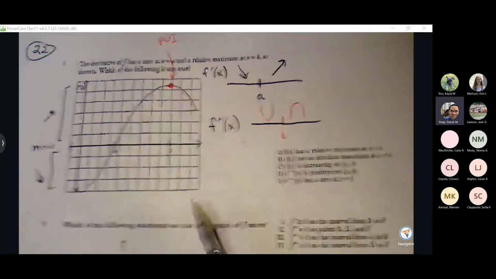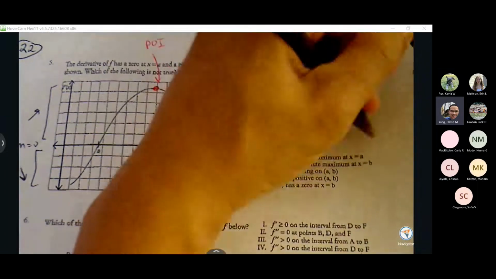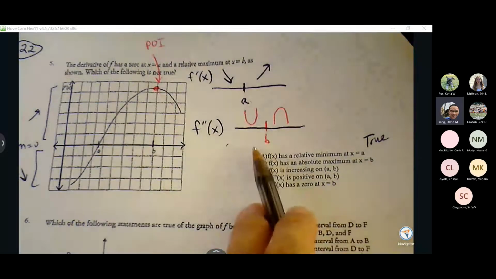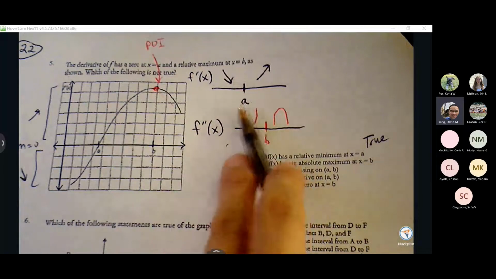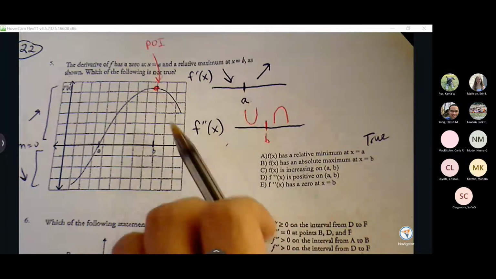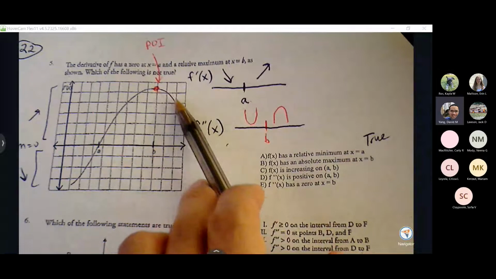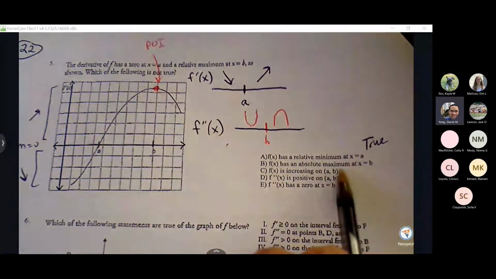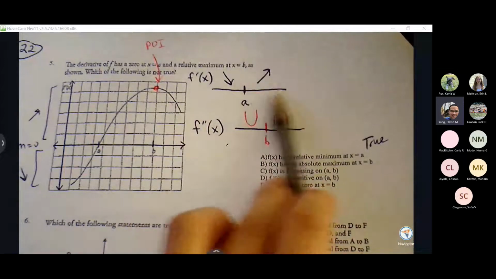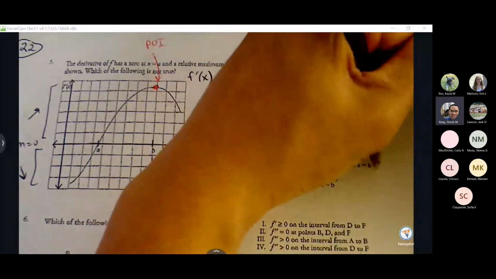Okay, it's asking which of the following is not true. There's a relative minimum at x equals A, that's true. There's an absolute maximum at B. Well, we know that past B the graph is still increasing because the graph is still rising. So there's no absolute max at B because the graph is continually rising past B. It's going to keep going up. So it's false here.